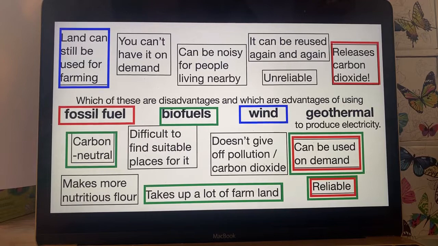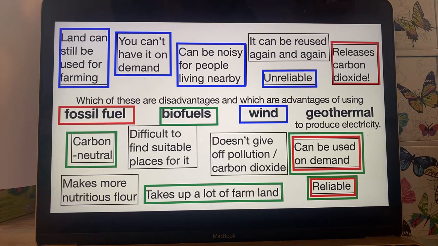Wind turbines mean that land can still be used for farming, so that's good. But you can't have it on demand. They can be noisy for people living nearby, and they're pretty unreliable. But they don't give off any pollution or carbon dioxide, so that's good. And geothermal, it's difficult to find suitable places for it. And it does also release carbon dioxide.